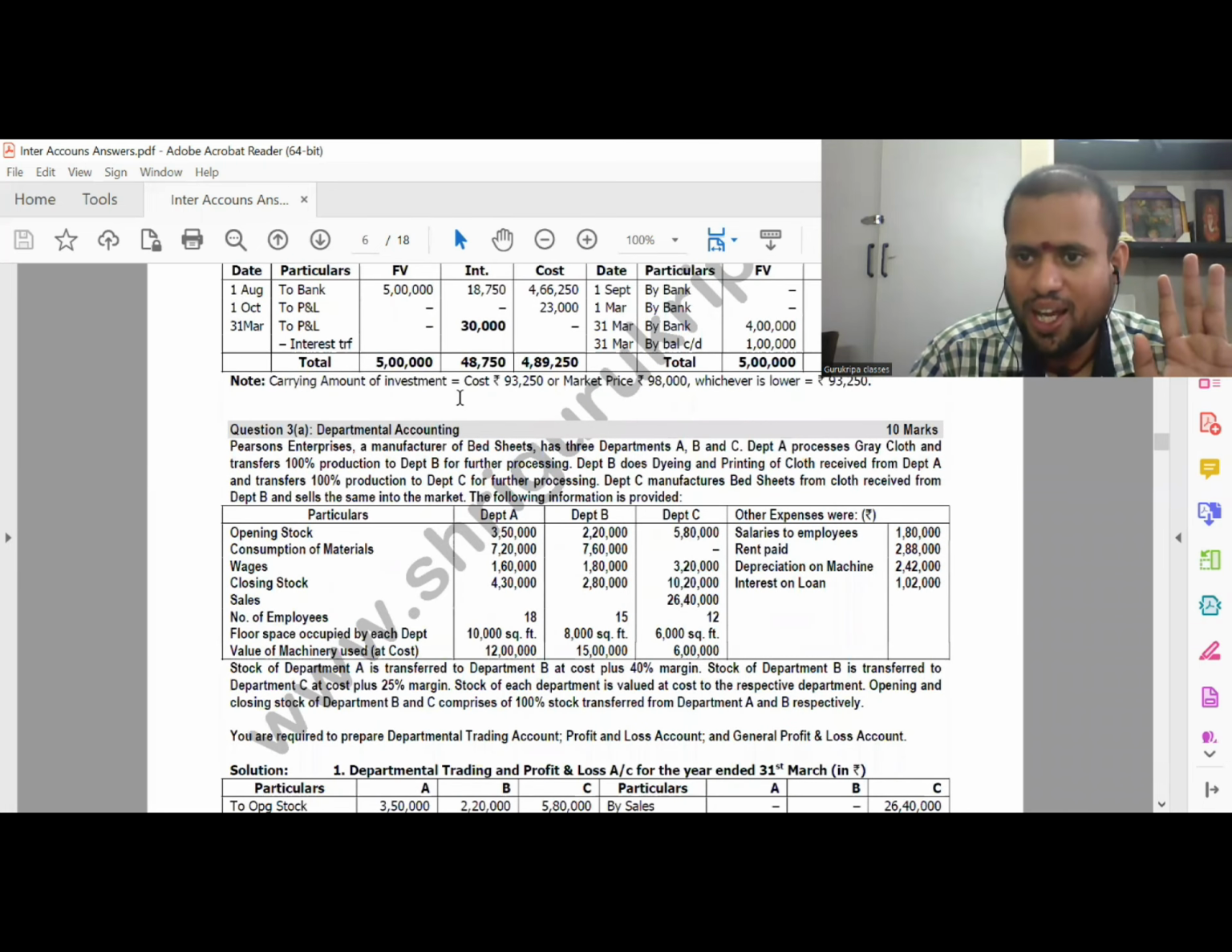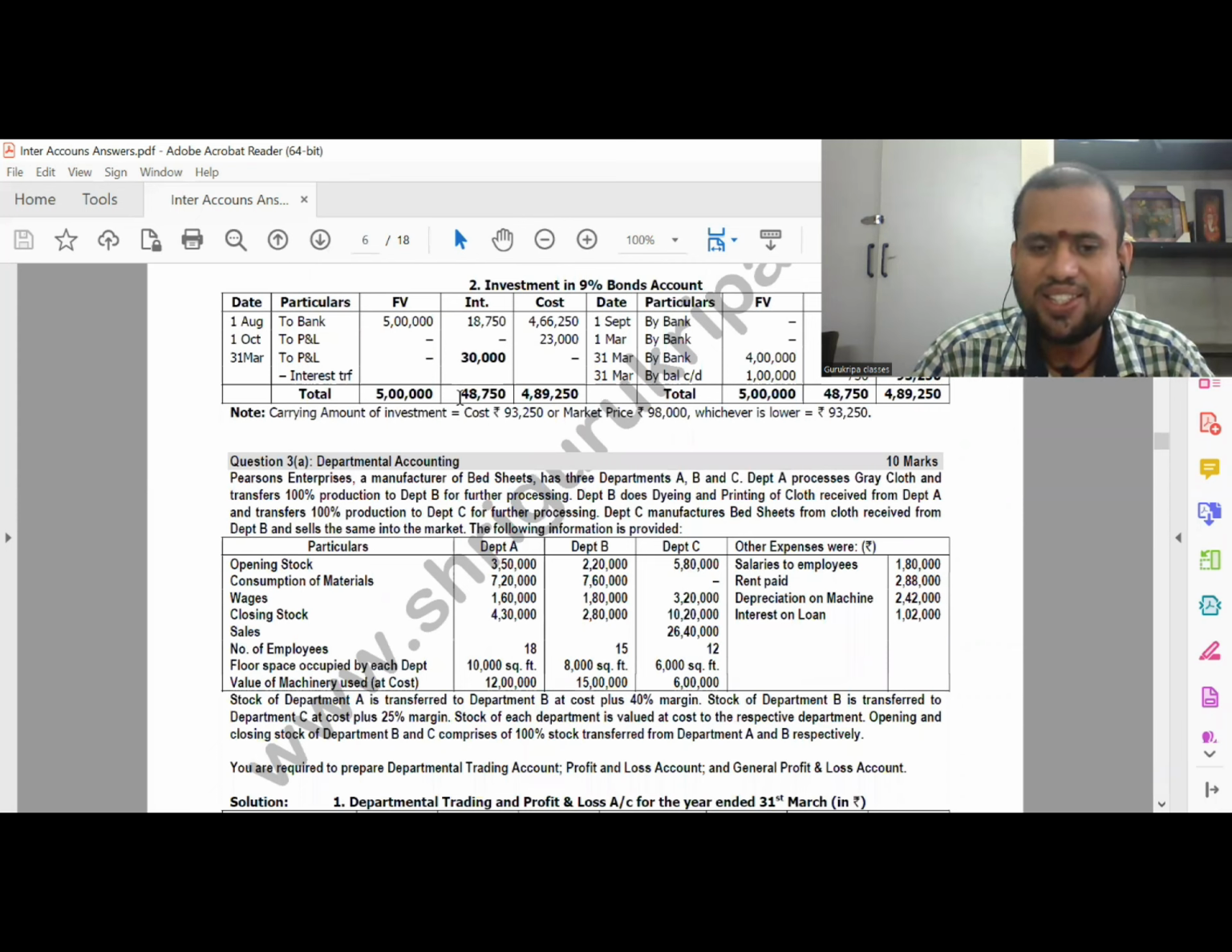Departmental accounts. Already this question has been asked recently. Here also the same question is repeated, but one specific point: normally in the last department there will not be any direct expenses, so the proportionate percentage of transfer we will not compute in the third department, only in the second department. In this question, direct expenses are there in department C also, so one more adjustment we have to give.